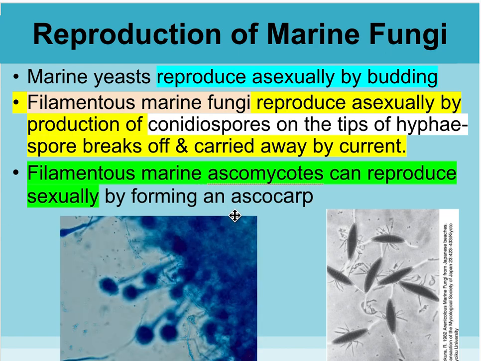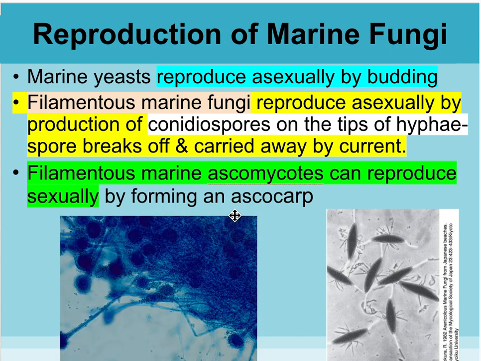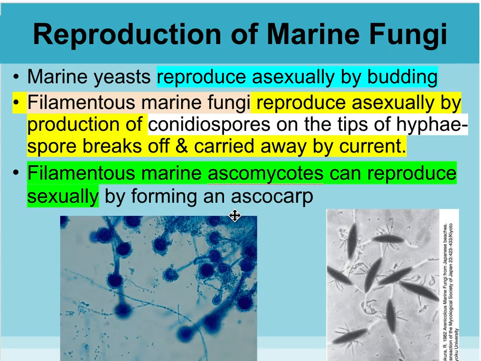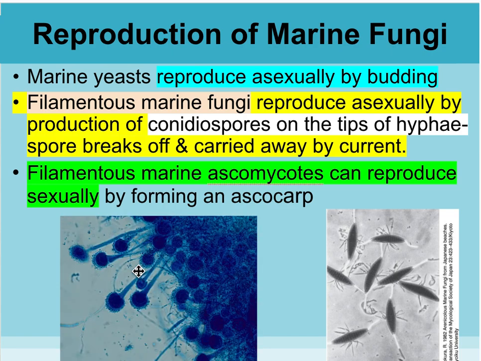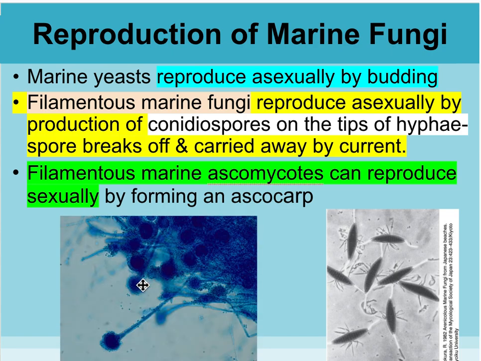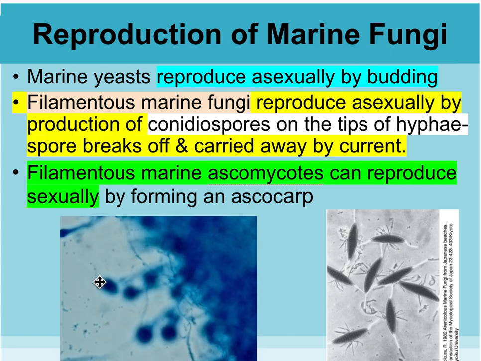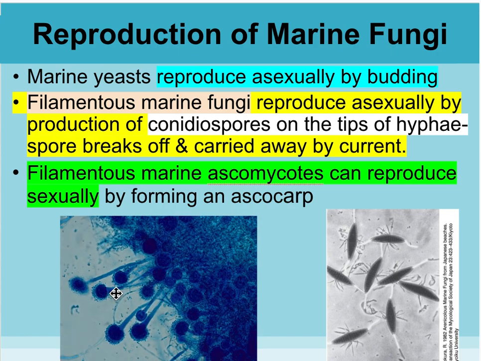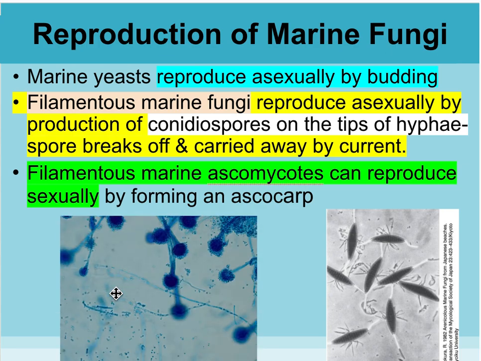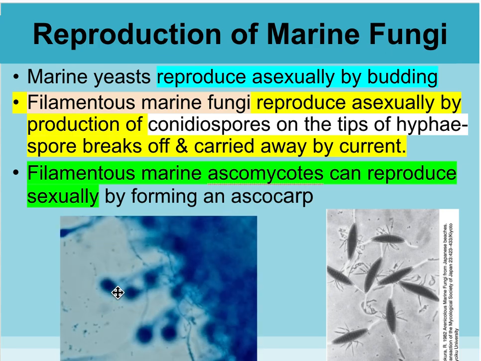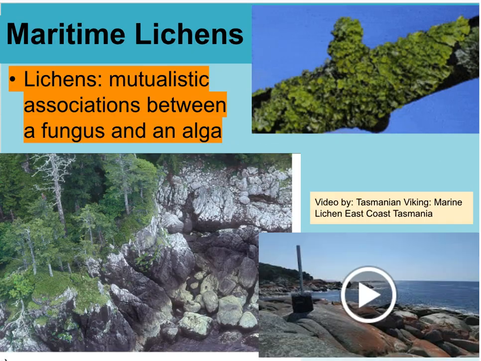So marine fungi can reproduce asexually by budding, and they can basically make these filamentous arms and extensions that come off of them, but on the tips they will make a spore that can break away and be carried away by different currents. And they can also reproduce sexually by forming that ascocarp, or that longer arm extension that we saw earlier.